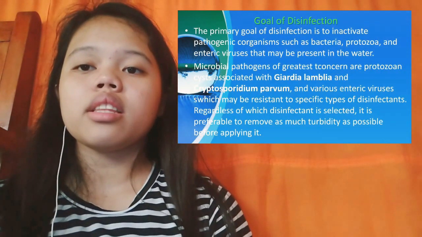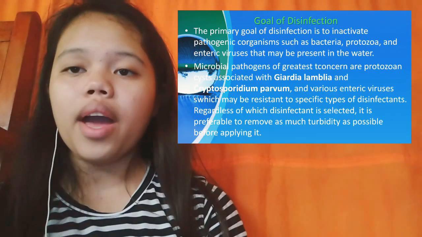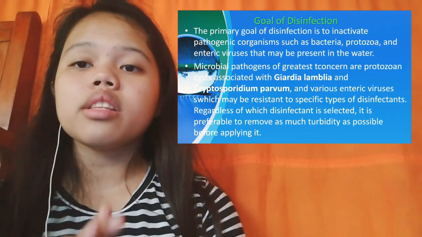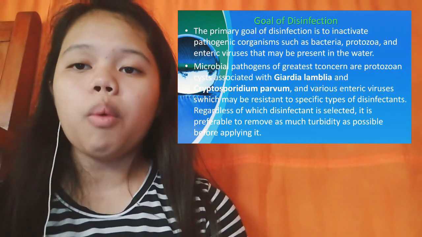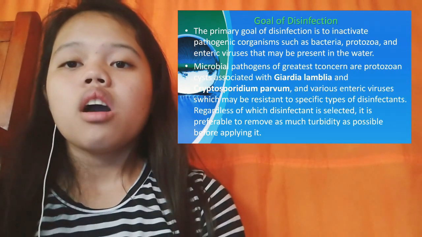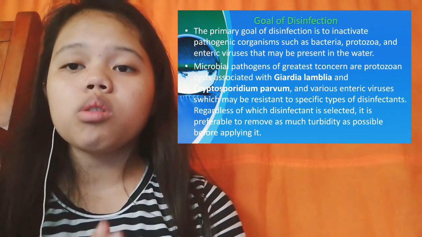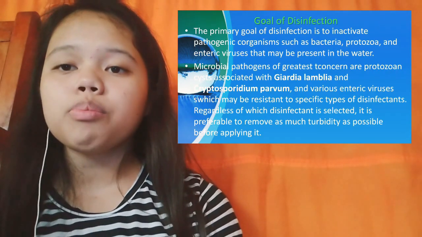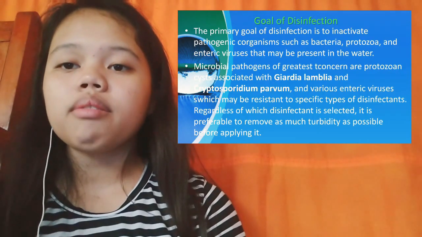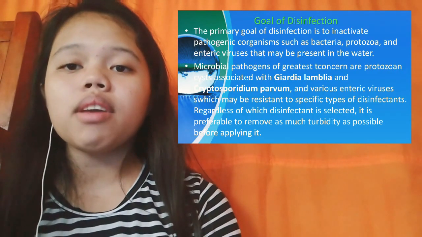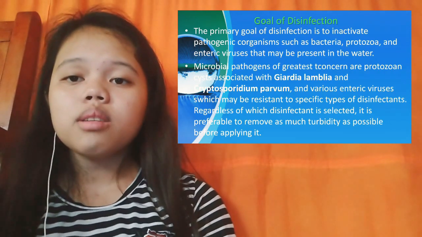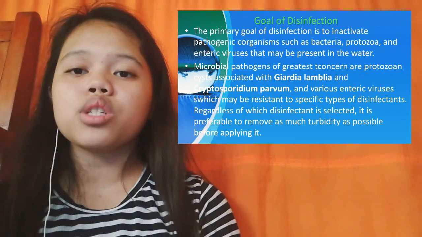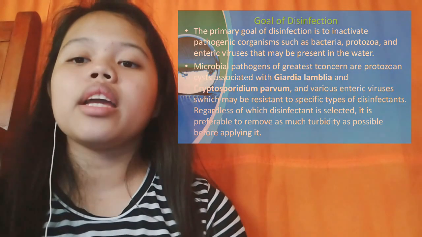Goal of disinfectant. The primary goal of disinfection is to inactivate pathogenic organisms such as bacteria, protozoa, and enteric viruses that may be present in the water. Microbial pathogens of greatest concern are protozoan cysts associated with Giardia lamblia and Cryptosporidium parvum, and various enteric viruses which may be resistant to specific types of disinfectants. Regardless of which disinfectant is selected, it is preferable to remove as much turbidity as possible before applying it.